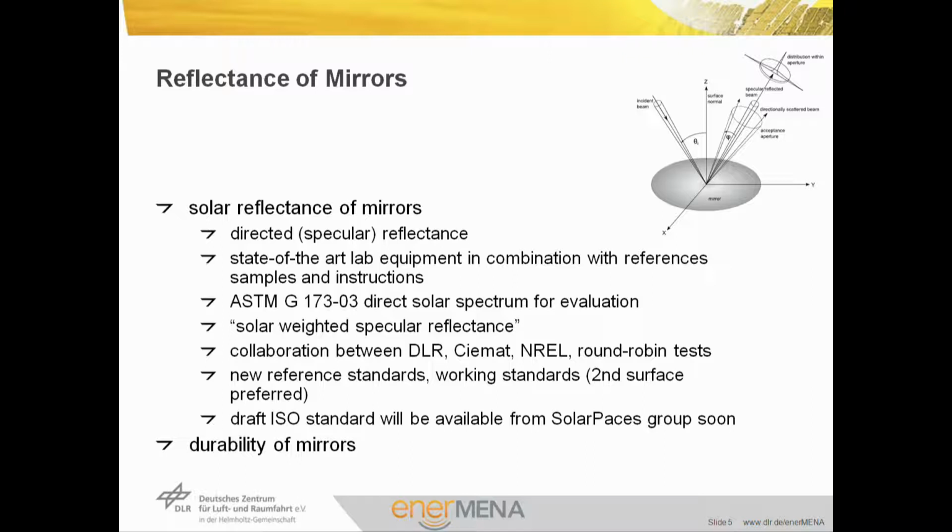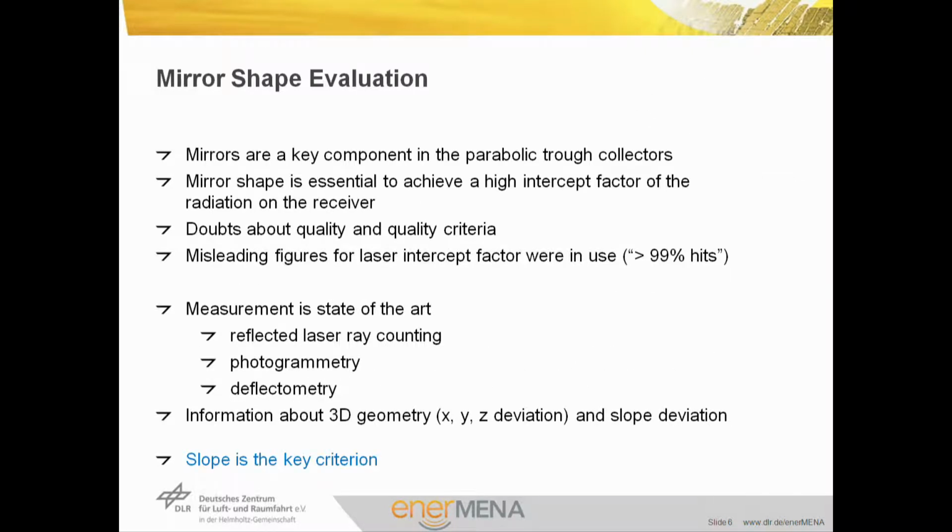This reflectance value relevant for sunlight is not only interesting in the current state, but it's also interesting for the future. So we're interested in the durability of the mirrors. Optimization of mirrors, of course, also means optimizing their durability. Relevant for the optical performance is the mirror shape. Mirror shape is essential to achieve a high intercept factor of the radiation on the receiver.